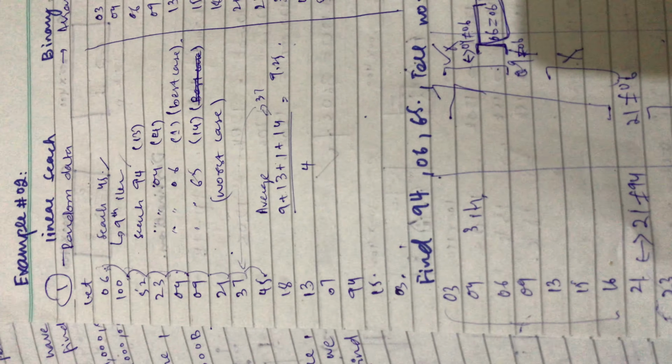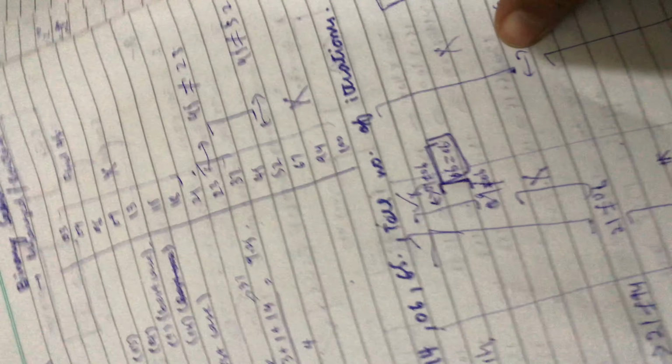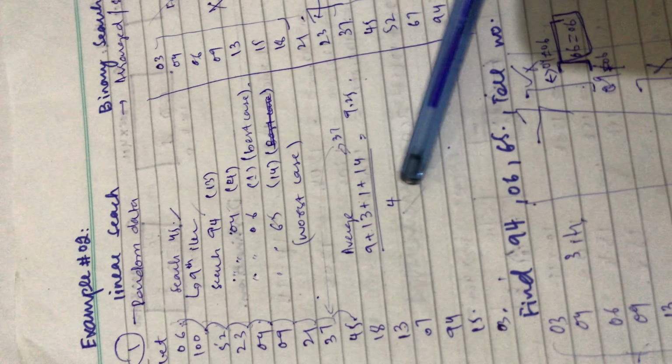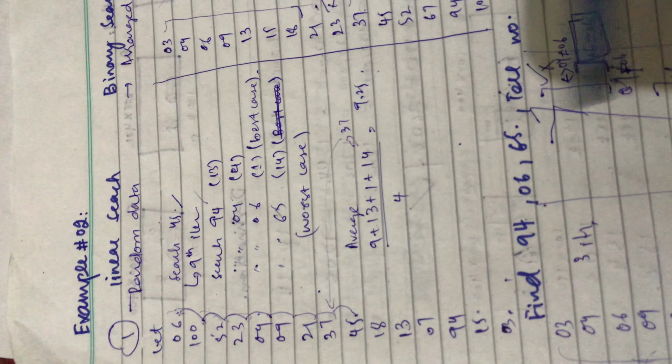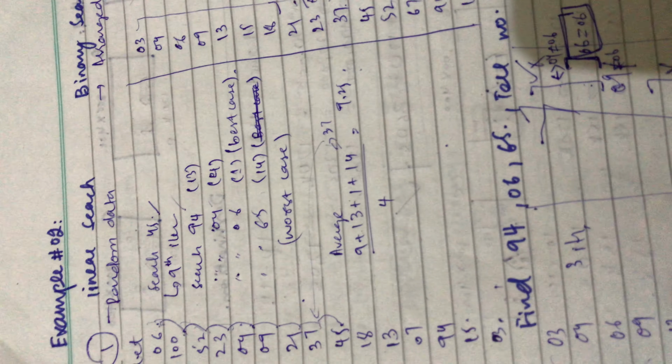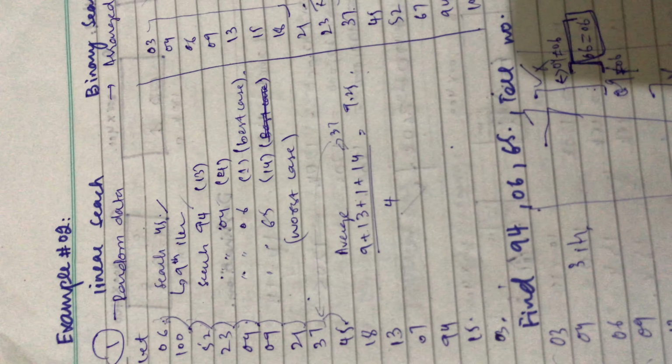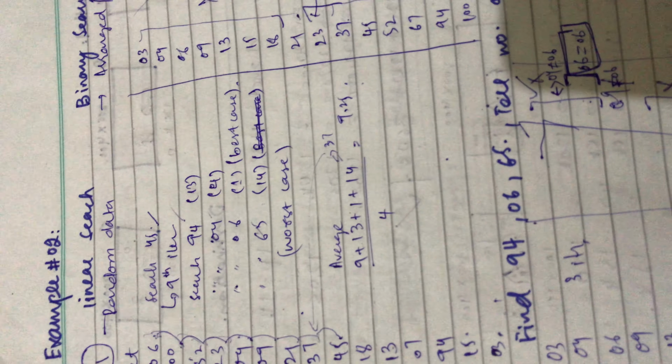The second example is about linear search and binary search. When we are given some data, either random data or some kind of sorted data, we apply two types of methods to search for some number or digit from our data.